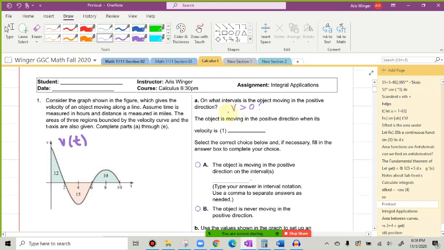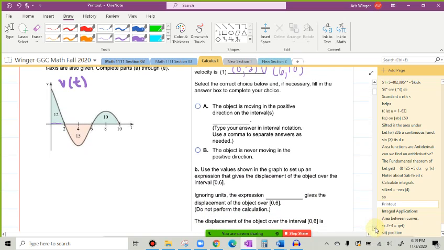So this is the graph of the velocity. This is the interval 0 to 2 union with the interval 6 to 10, just where the velocity is above the x-axis. Select the correct choice below, and if necessary, fill in the answer box to complete. The object is moving in the positive direction on the intervals. Okay, we answered that.